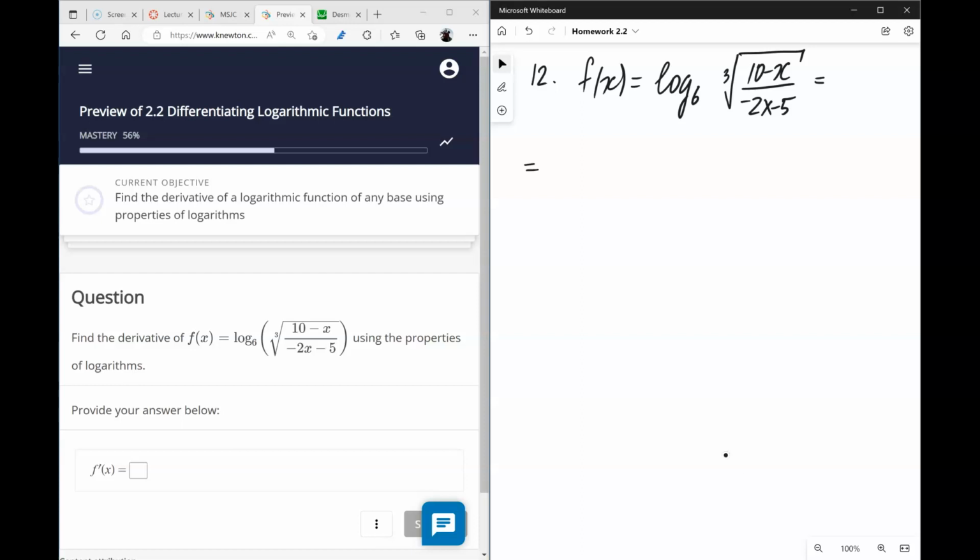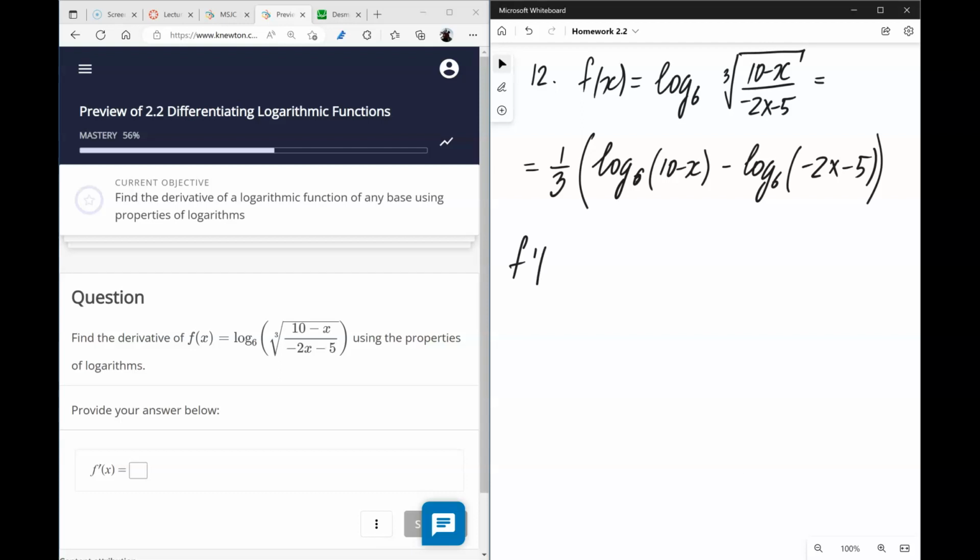I'm first going to simplify this, so I'm going to take out that radical. So as you know, cube root of something can be written as something to the power 1/3. So that power 1/3 can be taken outside of the log. And now the log of the quotient can be written as a difference of two logs. So we have log base 6 of 10 minus x minus log base 6 of negative 2x minus 5.